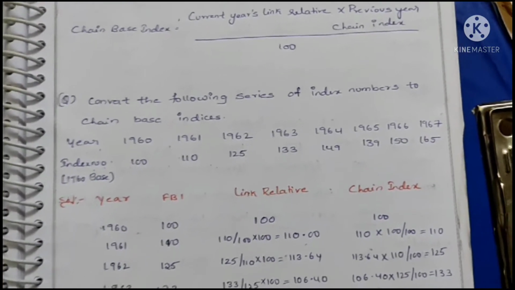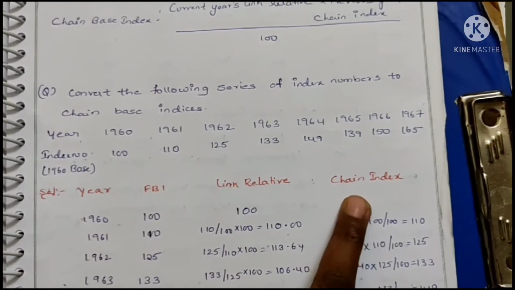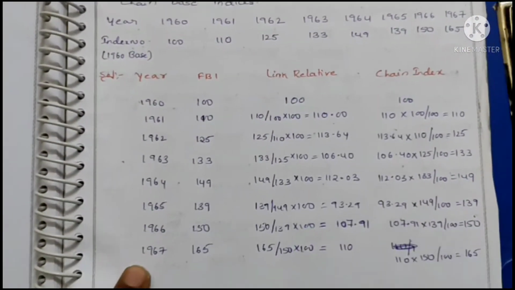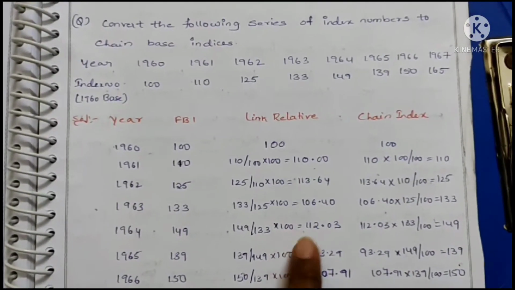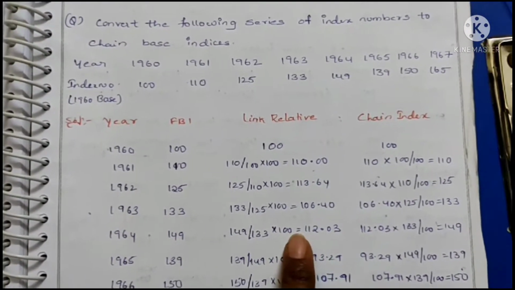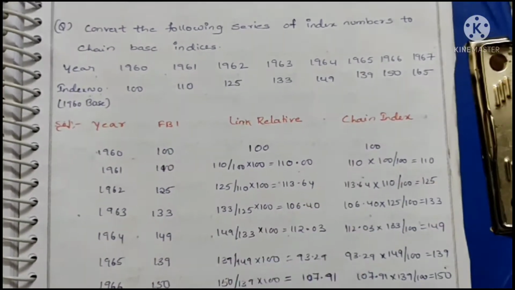So see how we have to calculate. We have year, fixed base index, link relative and chain index. Years and fixed base index I have taken. Now first of all we have to calculate the link relative. How to calculate it? The fixed base index he has given is 100, so for link relative we take 100.